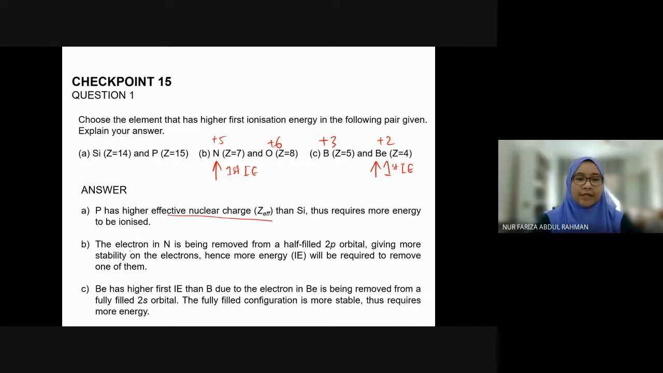So highlight. Okay, the electron in N is being removed from a half filled p orbital, giving more stability on the electron. Hence, more energy will be required to remove one of them. Okay, or you may use the orbital diagram. Okay, simple. Orbital diagram, draw and then label. That's all. Okay, and then conclude. Okay, this is half filled. Mesti ada the word half filled tu, and then we have fully filled. Okay, mesti ada that word because itu satu markah there.